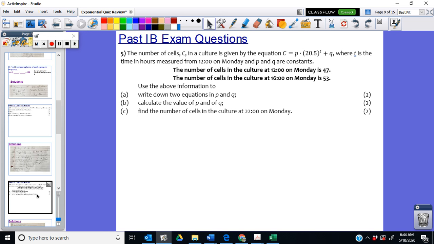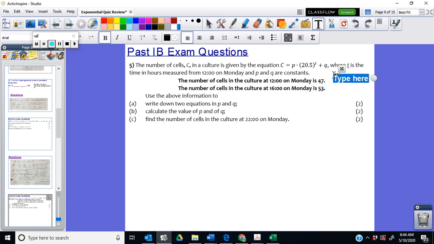The next question is about the number of cells in a culture, and T is time, and then C tells us how many cells are in that culture. We need to write down 2 equations using this information that's bolded. So number of cells in a culture at 12 o'clock on Monday is 47. Well, how many hours is that away from 12 o'clock on Monday? That's a case where T equals 0.